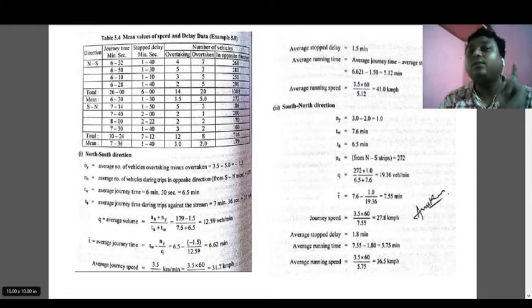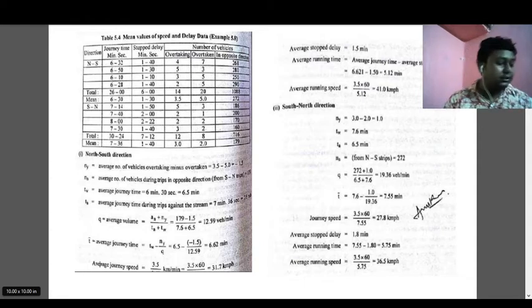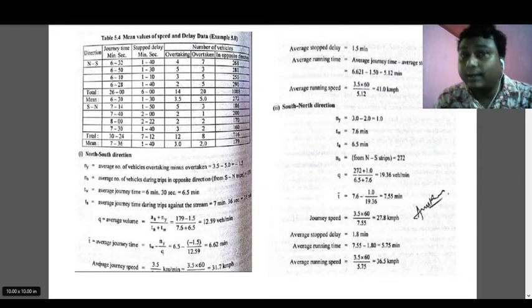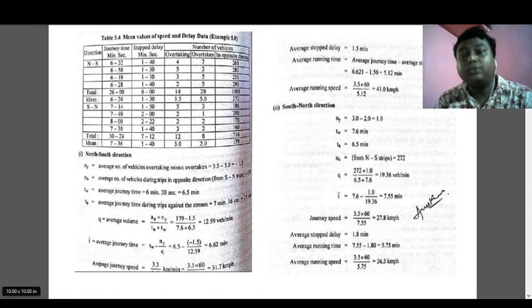So based on that running time, you have to find out the running speed, because your distance is fixed. Your distance will not change. So based on that distance, you can find out your running speed. So you know the running time, you know your journey time. So the running time will be your journey time minus the delay.